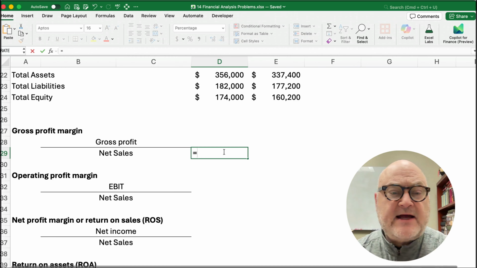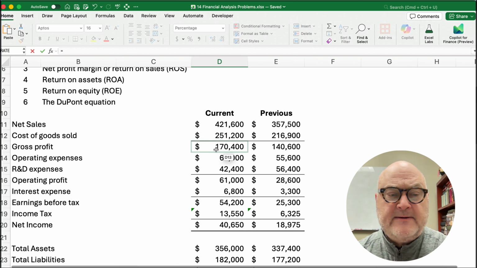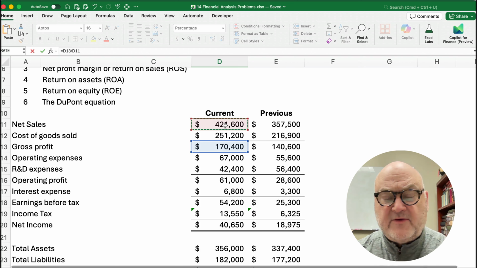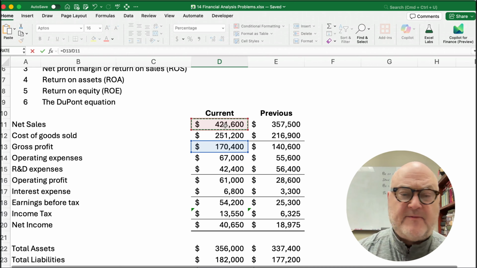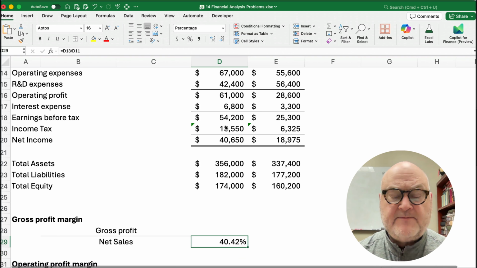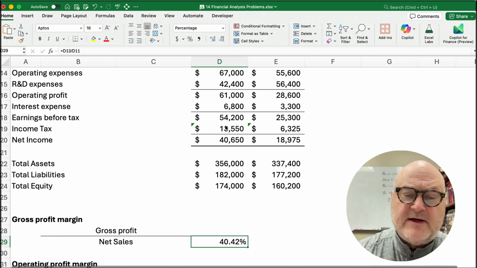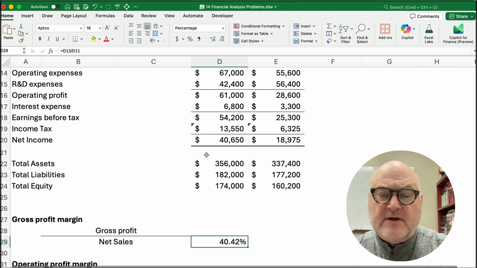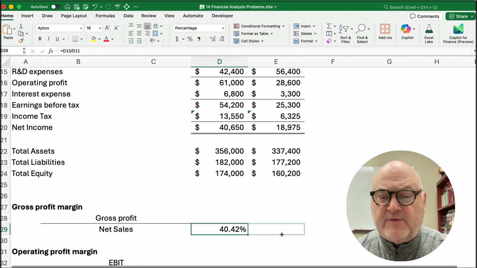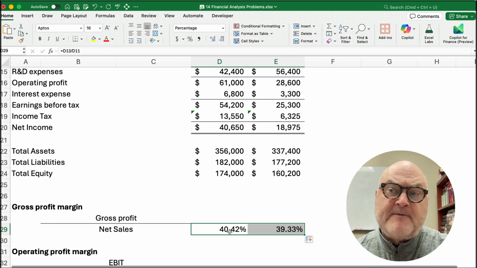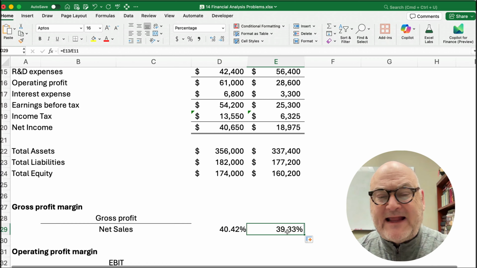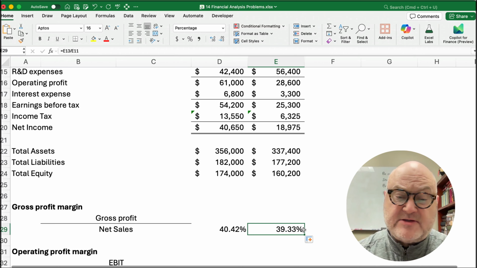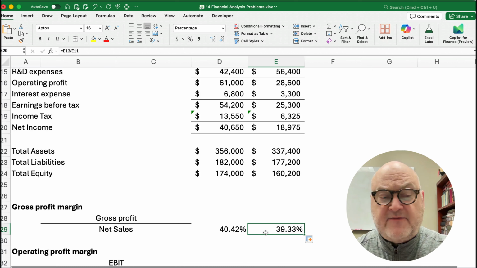So here's what we're going to do. We're going to take our gross profit, which is up here, gross profit 170, and I'm going to divide by our sales. So it says for every dollar we have in sales, how much comes out as a gross profit? Well, I've already formatted it for percentages here. It's going to be 0.442, but as a percentage, it's 40.42%. So that means for every dollar in sales, we're making about 40 cents gross profit. That means our cost of goods sold is about 60%. Last year, we had a little bit lower gross profit margin, not much difference, but about 1% difference.